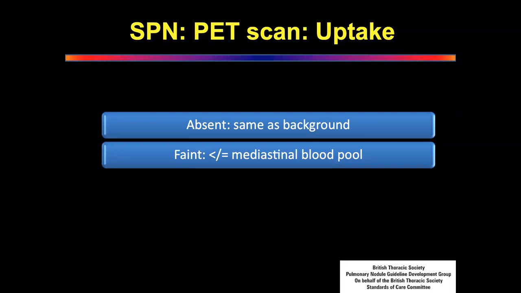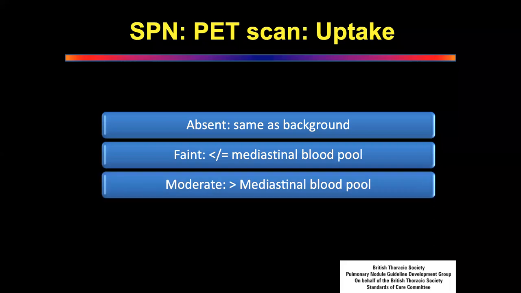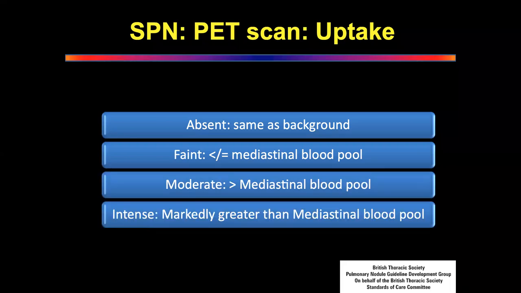Okay. What is moderate uptake in a PET scan? Which is more than mediastinal blood pool. Okay. It's more than mediastinal blood pool. And then intense is very much more than a mediastinal blood pool. Okay, surprising how people don't know the answer to this question. It's a very simple question. But if I ask you, how do you know what it is? Nobody knows the answer to this question. So this is an important question in the MCQ, okay? Not in the MCQ, in the VIVAs.